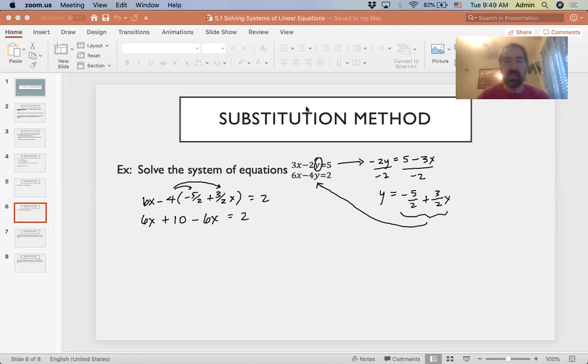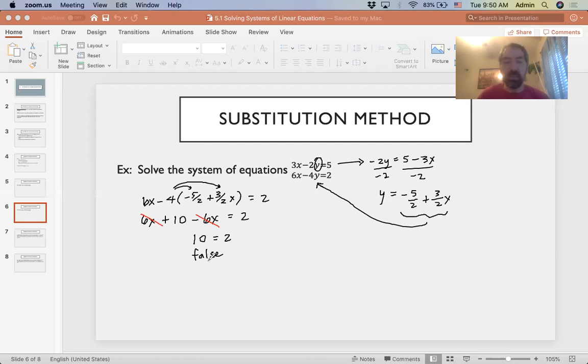Notice, same thing happens here as the previous example. When we combine like terms, 6x minus 6x cancels. But unlike the previous example, we have two different numbers set equal to each other. 10 does not equal 2, so this is a false statement. So it doesn't matter what you would plug into x, it would never satisfy the solution.